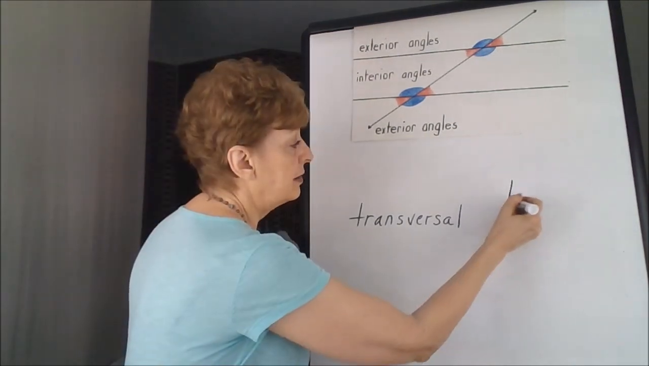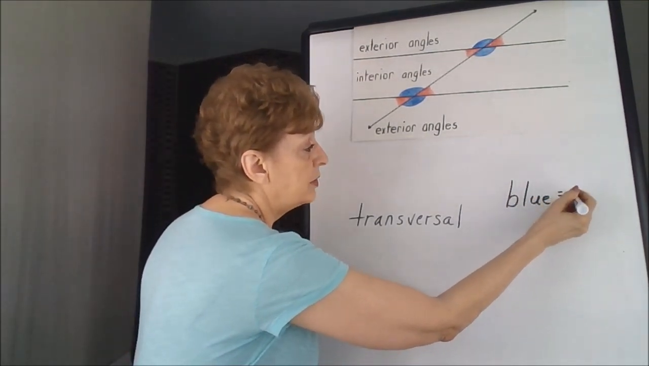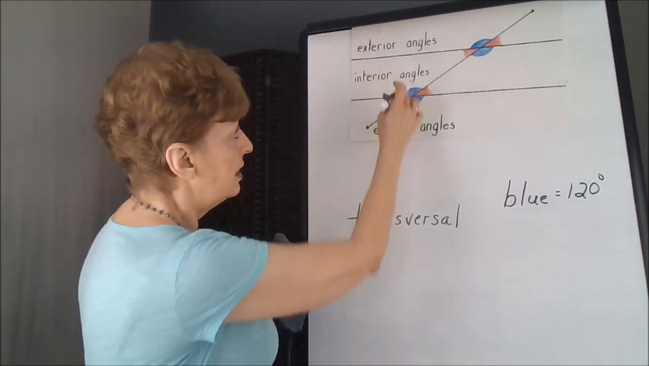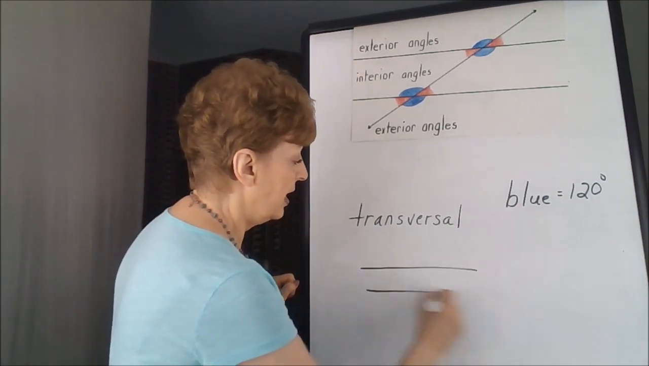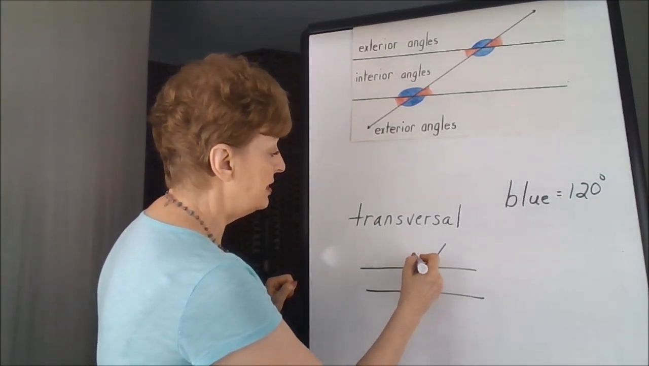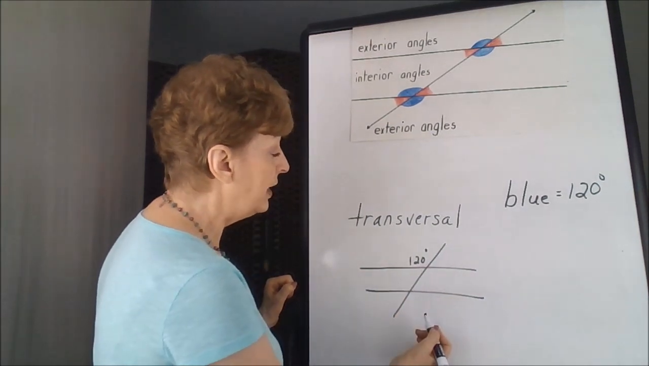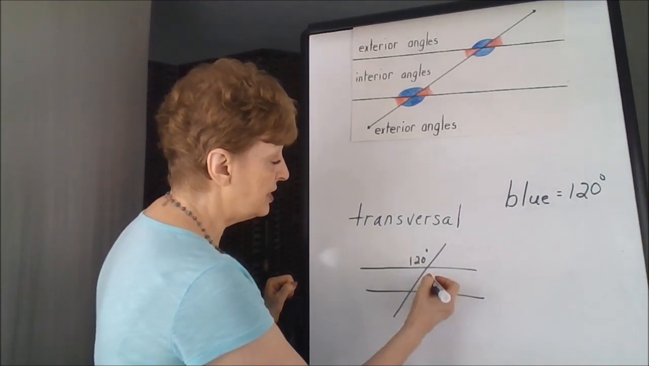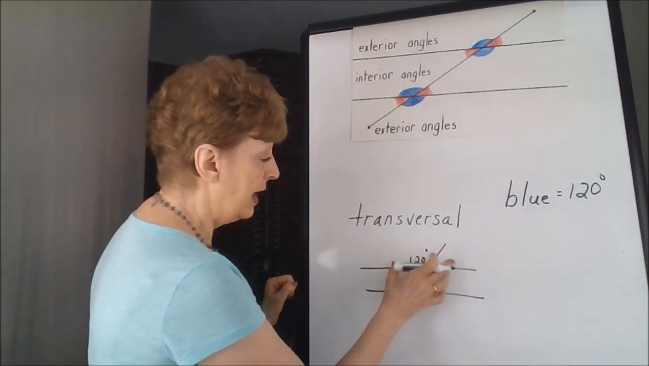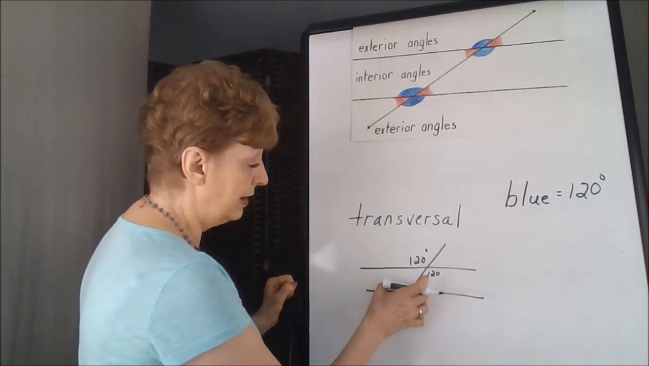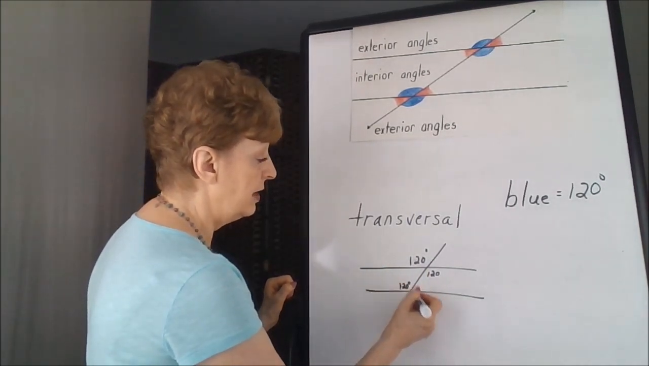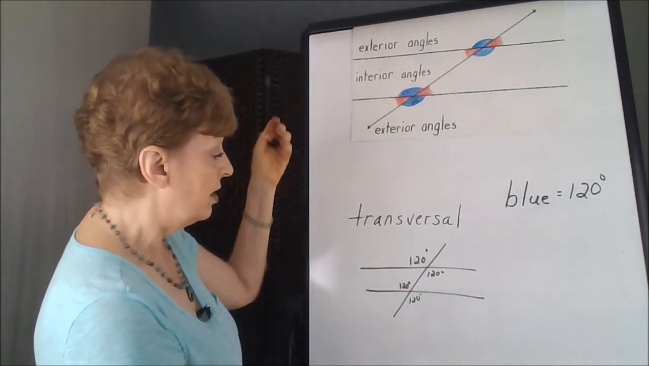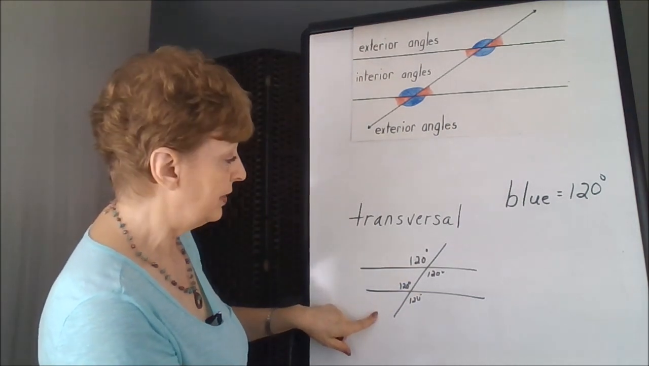Let's say that our blue angle is equal to 120 degrees. So we would have two lines cut with a transversal. So if this is 120 degrees, we know that the opposite angle, the angle that's right across from it, is also 120. And if we would lift this up and put it on top of that, we would have 120 here and 120 here. So we've already figured out all of the blue angles in this setup.